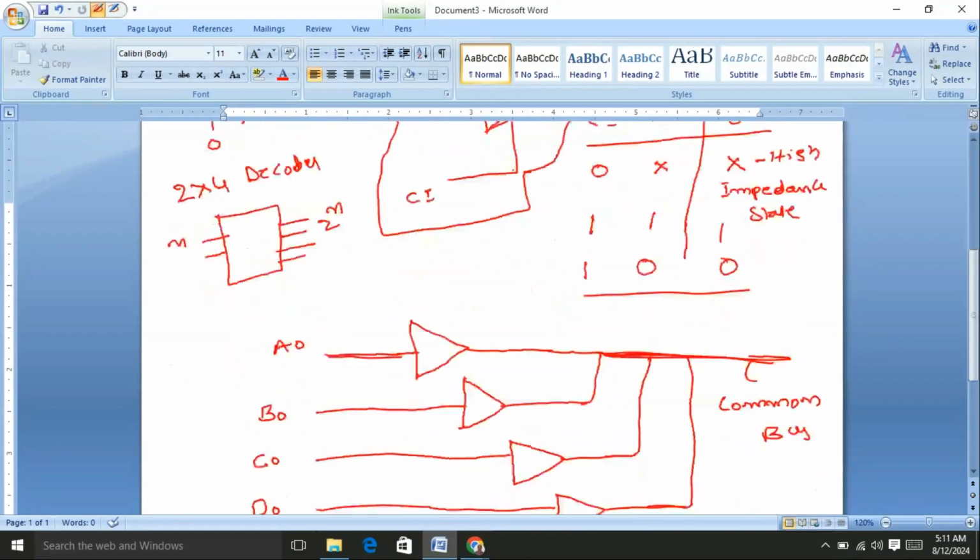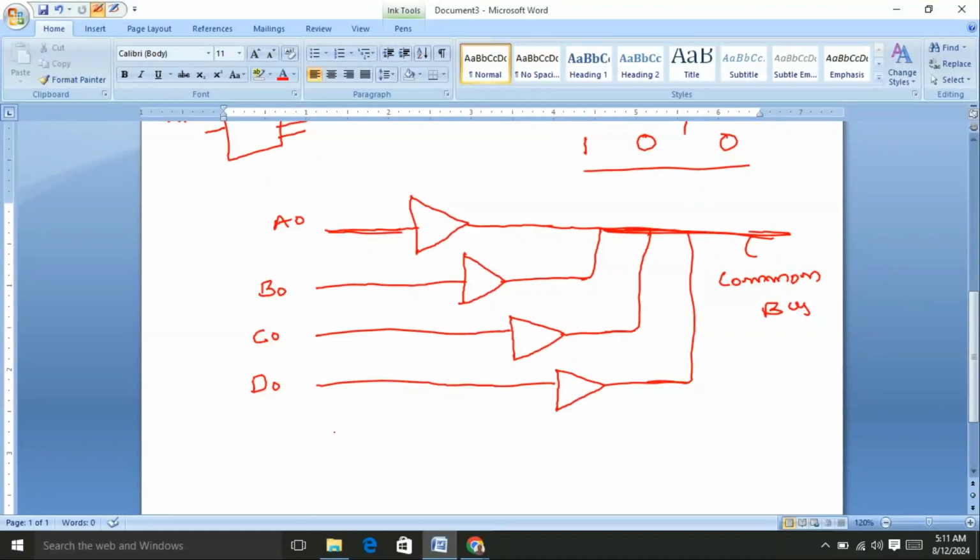Now I am going to write a 2 by 4 decoder here, right? This is known as S0, this is known as S1, right? Now I am going to use the enable input, that means E. Suppose E equals 0, the decoder is not going to produce any output. When E equals 1, the decoder produces the output.